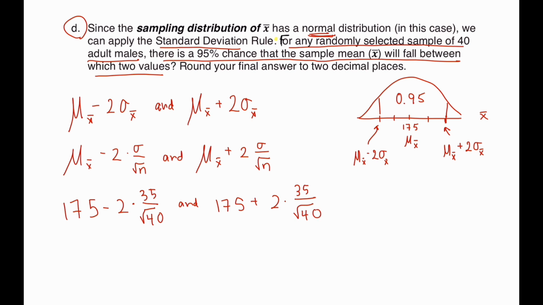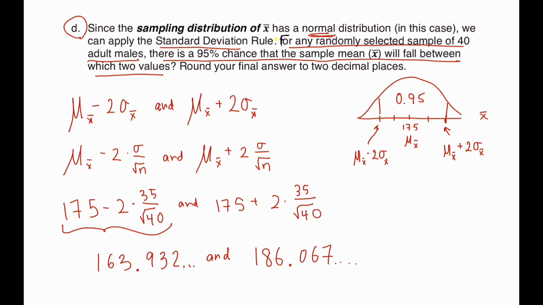Okay, and now I would normally just punch this whole thing into my calculator, and I get 163.932, and I'm going to stop there since I'm only asked to go out to 2 decimal places. And the other value is 186.067. Okay, so if I round to 2 decimal places, I get 163.93 pounds and 186.07 pounds.